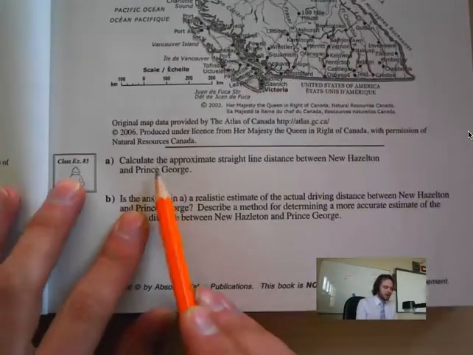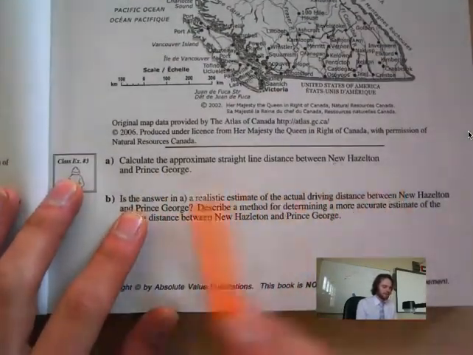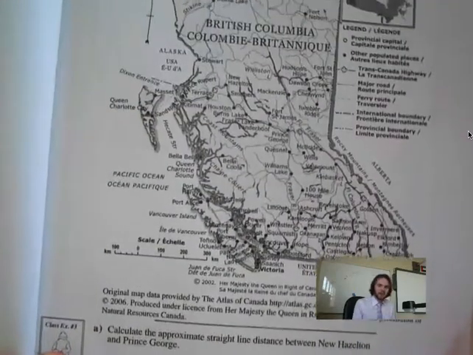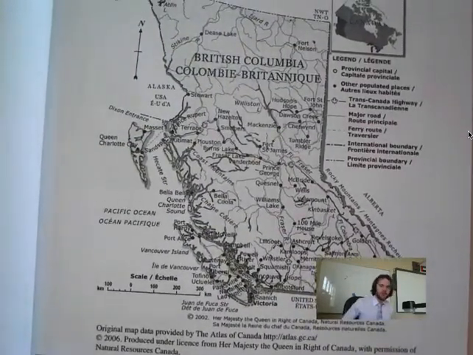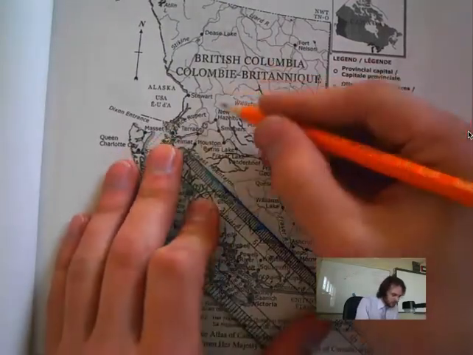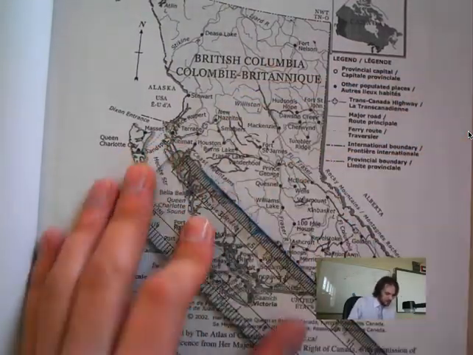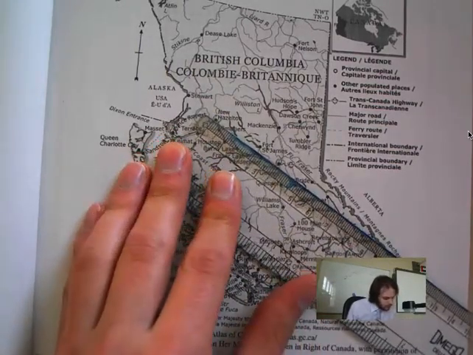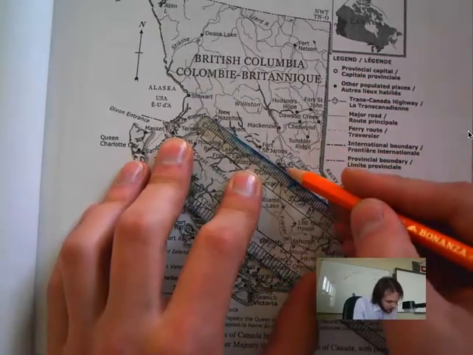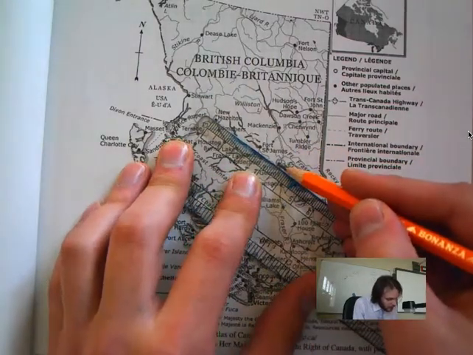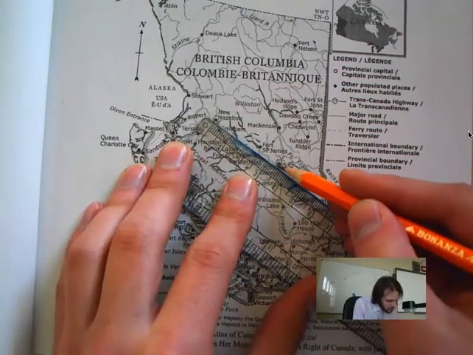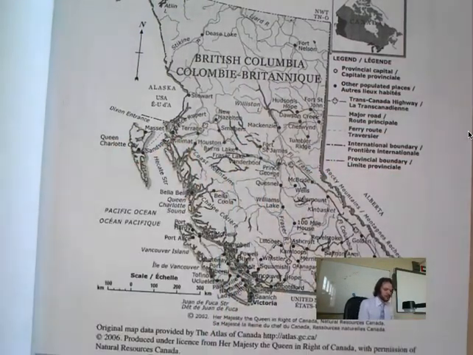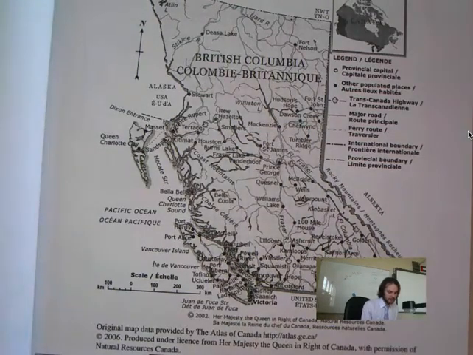So for this next one, let's take a look at my question. We have the map of British Columbia. It says, calculate the approximate straight line distance between New Hazelton and Prince George. So we have to find New Hazelton and Prince George in this map. So here's New Hazelton. Prince George is here. So let's see how far that is. I get 3.5, I think. Yeah, I say it's around 3.5. So this is 3.5 centimeters.